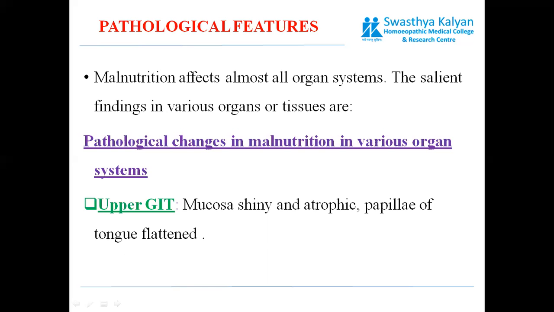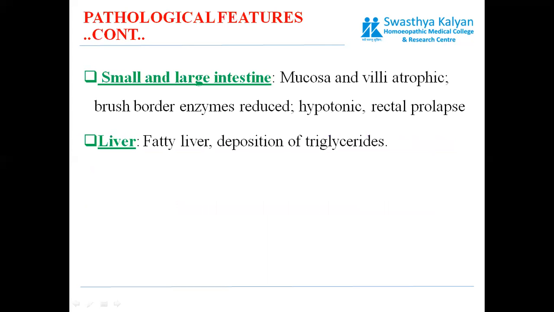Here we are discussing the pathological changes of malnutrition in various organ systems. In the upper gastrointestinal tract, the papilla of the tongue gets flattened and the mucosa is shiny and atrophic. Then in the small intestine and large intestine, the mucosa and the villi are atrophic. Brush border enzymes are reduced. There is hypotonia and prolapse of the rectum, rectal prolapse.